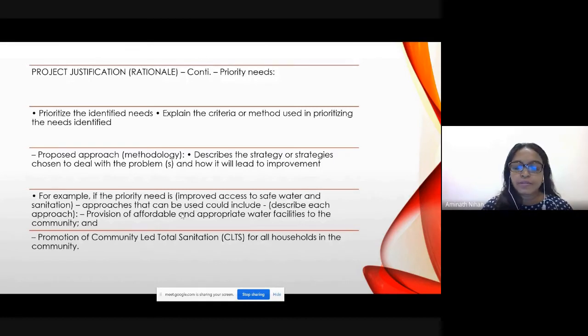All right. Think of the approaches. For example, if the priority need is improving access to safe drinking water and sanitation, approaches that can be used could include, describing each approach separately, provision of affordable and appropriate water facilities to the community, and promotion of community-led total sanitation for all the households in the community. So like that, you focus on any two or three approaches. Just choose what you are going to focus on.